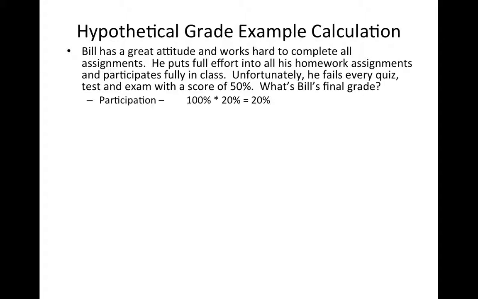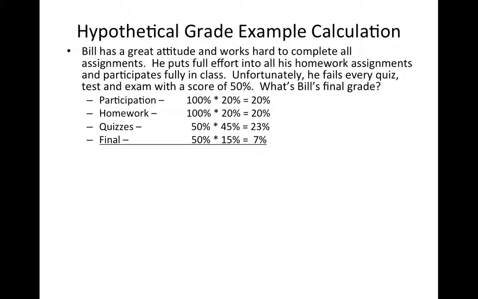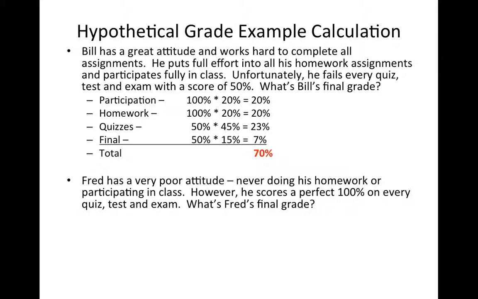Okay, well, in participation, that's worth 20%. He got all 100% of that, so it's all 20%. Same thing with homework, a whole 100% for his effort times 20%. That gives us another 20%. Now we're getting to the quizzes. Ooh, the quizzes, remember, he only got half of them right, so 50% out of 45, so that's 22.5%. And then his final, he again got a 50% out of 15%, so that's another 7.5%. Add all that together, and Bill gets a 70%. Bill passes my class.